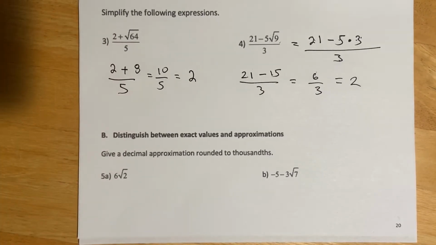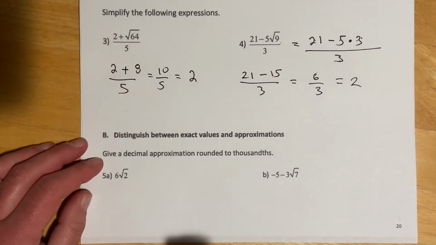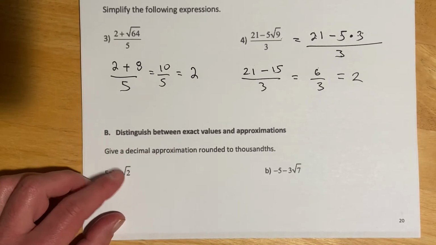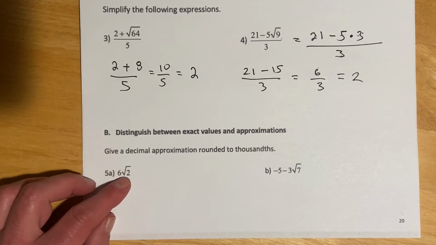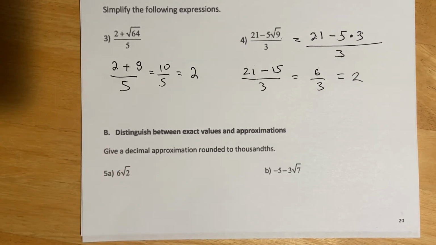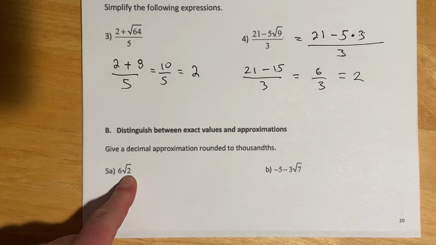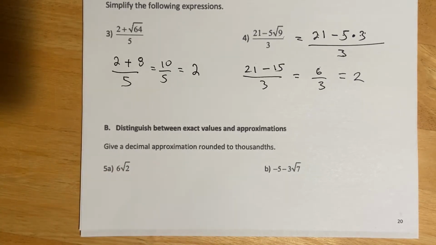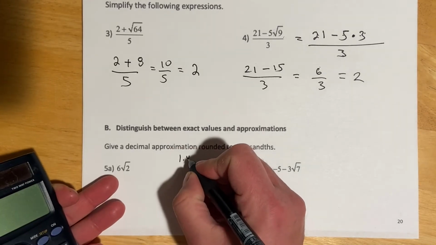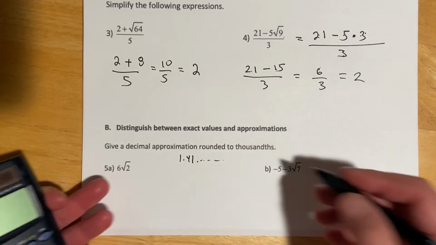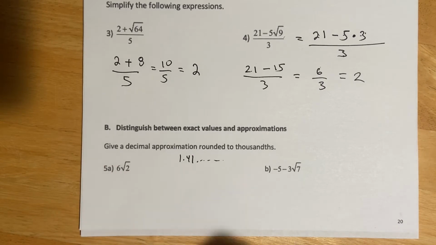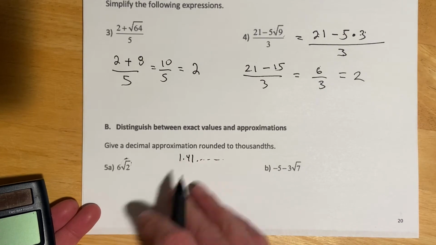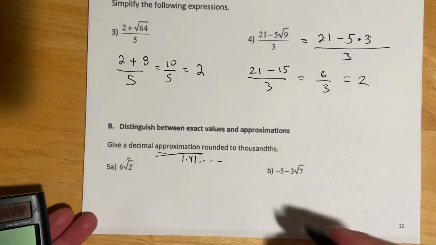These next couple are just getting you introduced to your calculator. This says give a decimal approximation rounded to the thousandth. This is what's called an exact solution. When we have that radical notation going on, that is the exact value. We're saying whatever number we multiply by itself to make 2, that's what this root 2 is representing. That number is about 1.41, but it goes on forever. It's irrational, like pi, it never repeats. So this is the exact form. Anytime we show it as a decimal, that's our approximation.